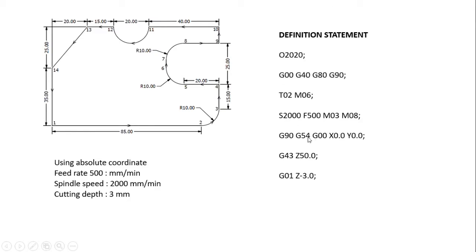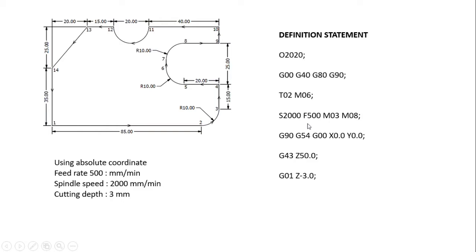Next, these are the definition statements based on the given machining parameters. Our program name is O2020. The second block code shows the safety condition that puts the machine into default. Next is M06, the tool change to slot number 2 for T02.